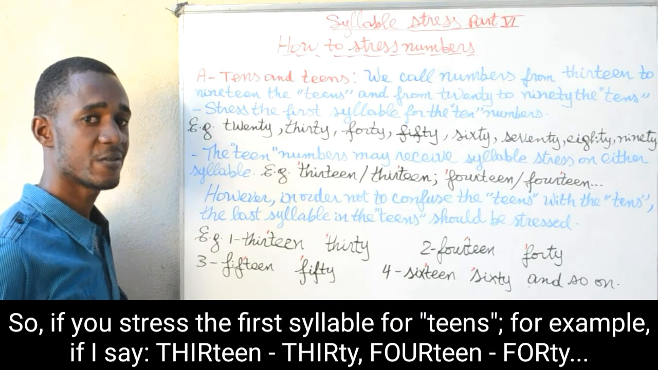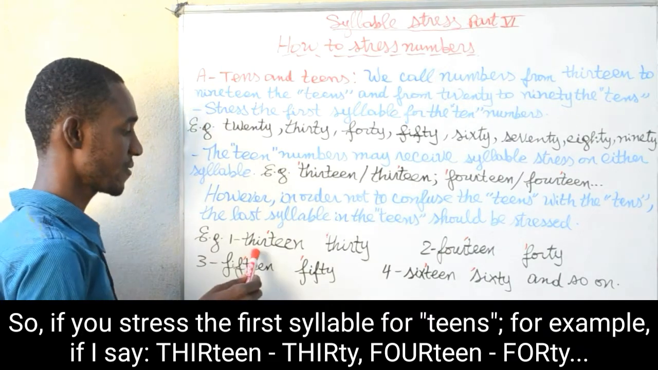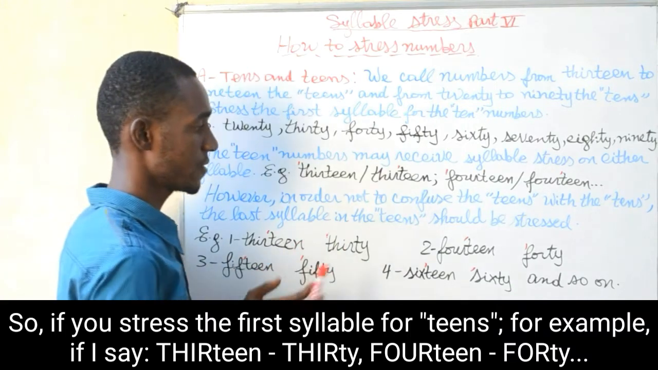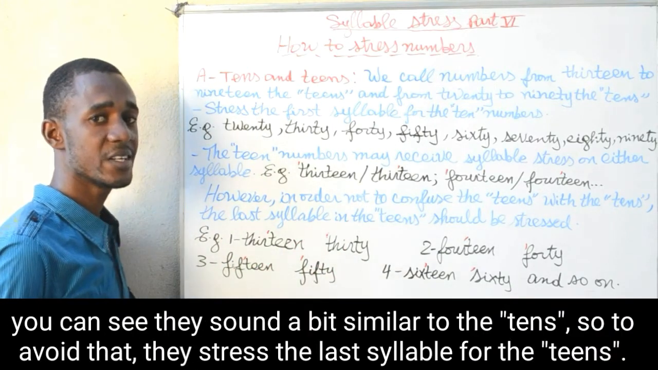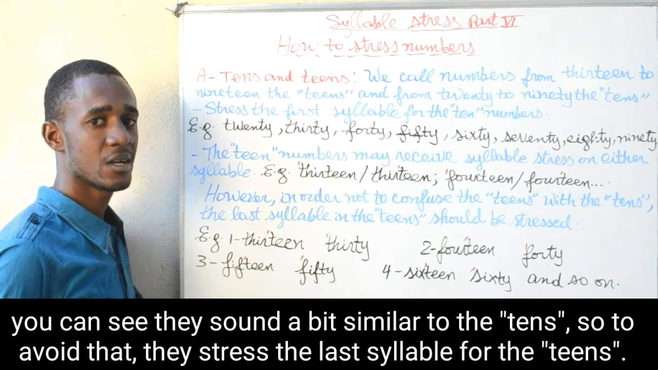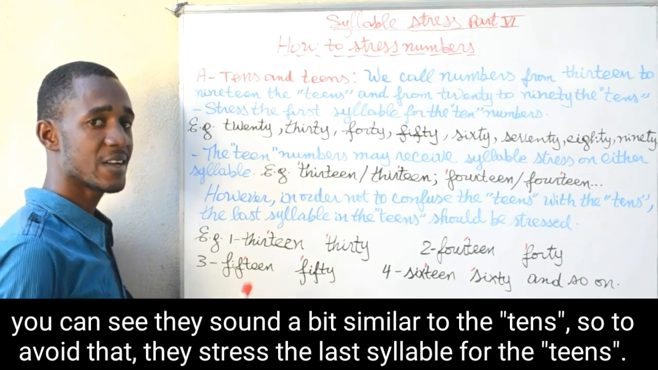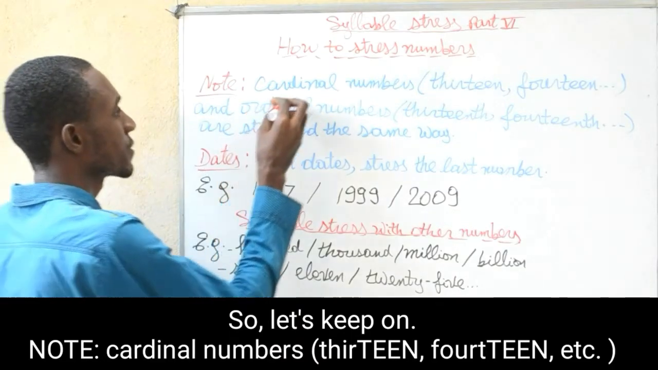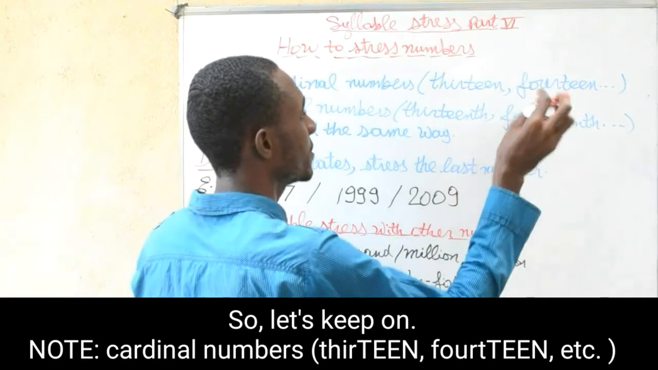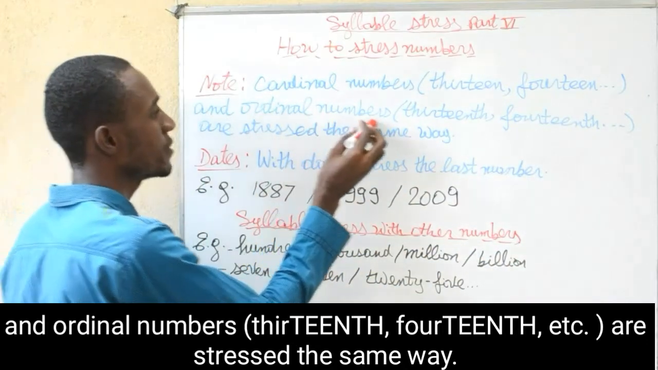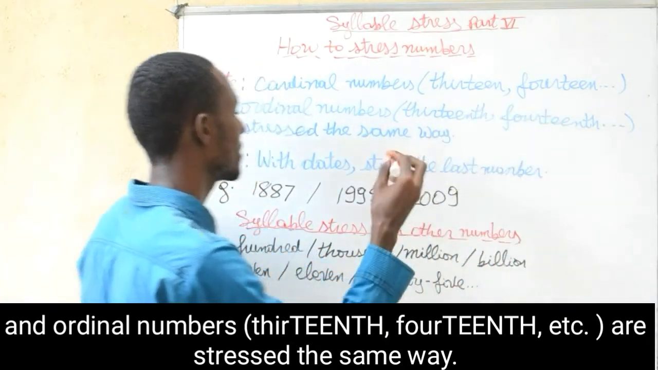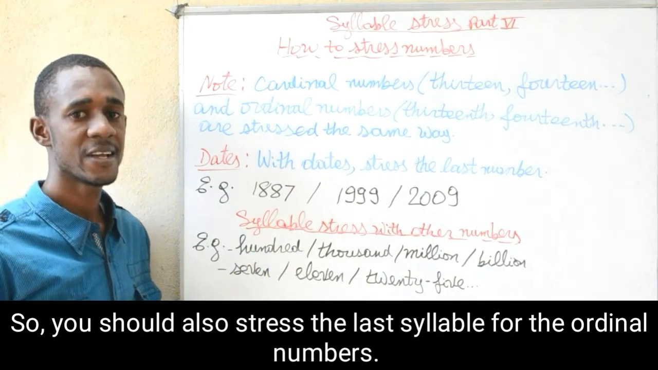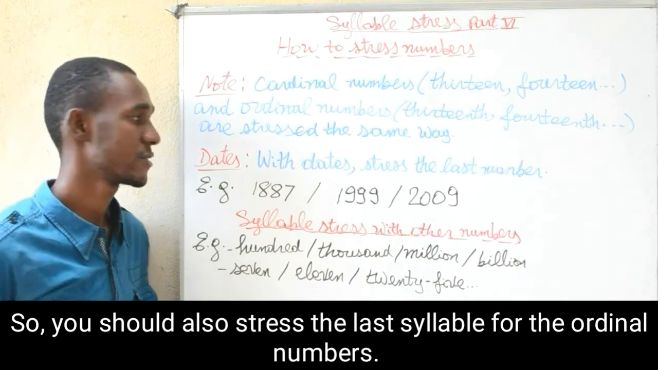So if you stress the first syllable for the teens, for example, if I say 13, 14, you can see they sound a bit similar to the tens. So to avoid that, they stress the last syllable for the teens. So let's keep on. Note, ordinal numbers 13th, 14th, etc. are stressed the same way. So you should also stress the last syllable for the ordinal numbers.